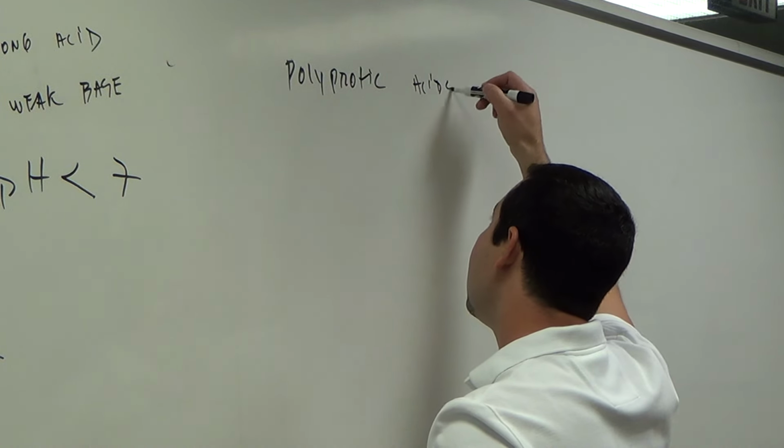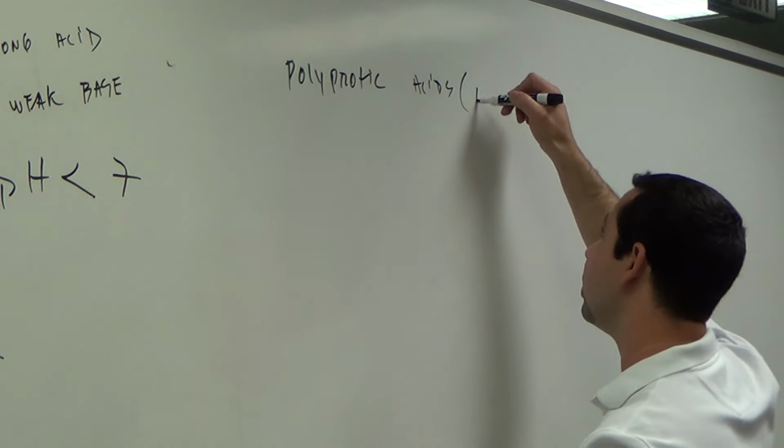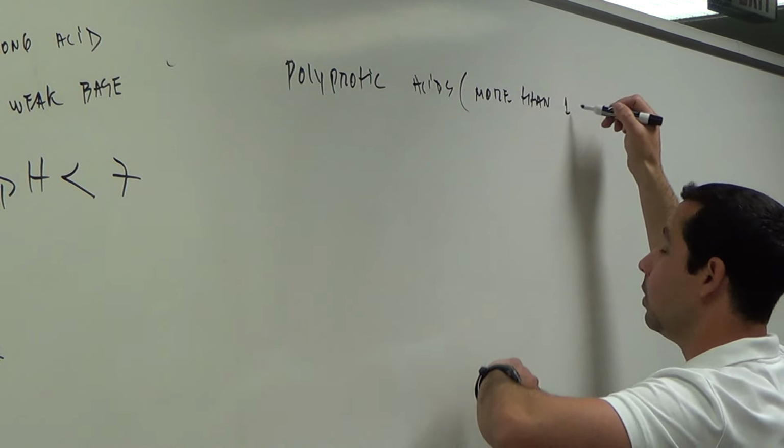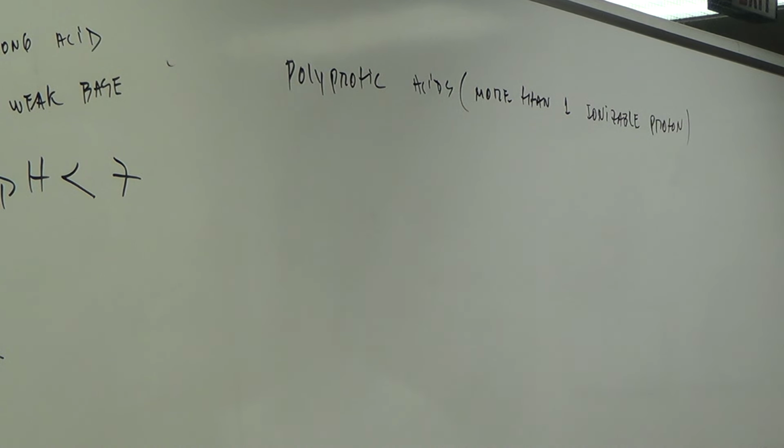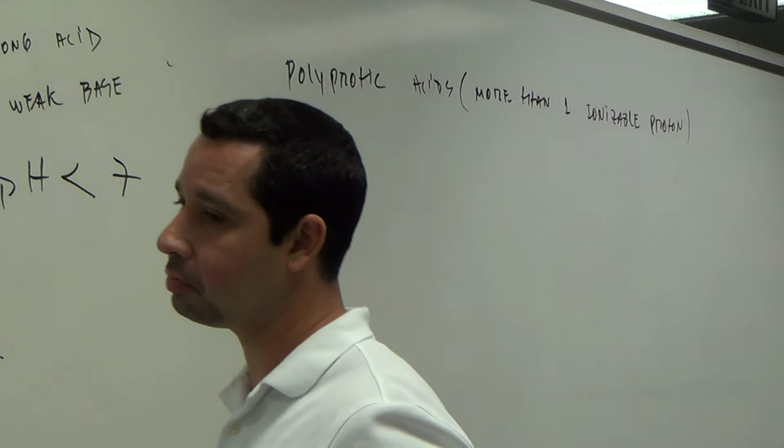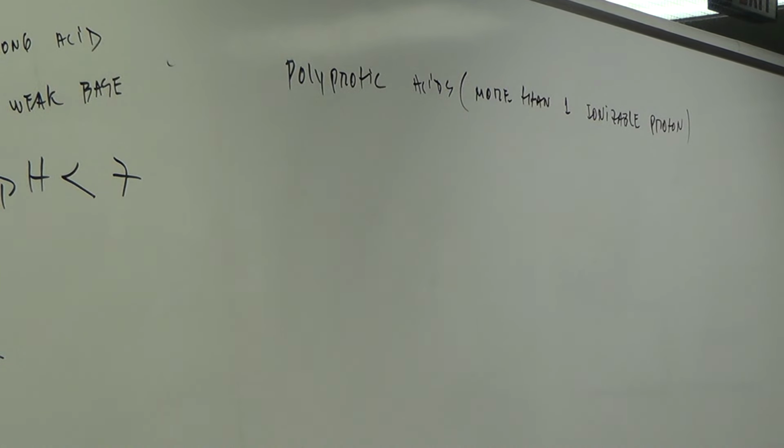Polyprotic acids. Polyprotic acids have more than 1 ionizable proton, and you will have, write this down, as many equivalence points as you have ionizable protons, or as many ionizable protons as you do equivalence points.